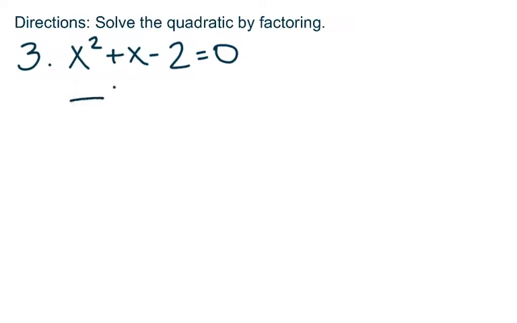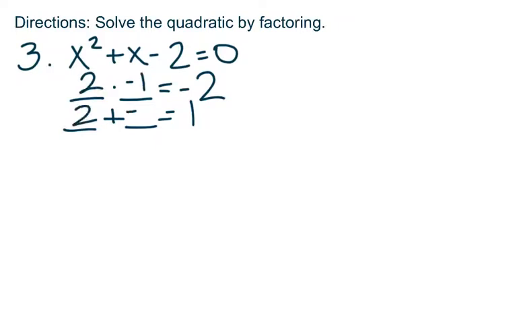Same thing with this one. Easy problem because there's a 1 in front of x squared. I need to find two numbers that multiply to give me -2, but those two numbers have to add to give me 1. So remember, there's an understood 1 in front of x. The only two numbers that do that are going to be 2 and -1.